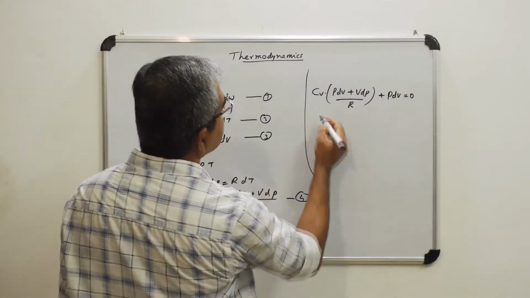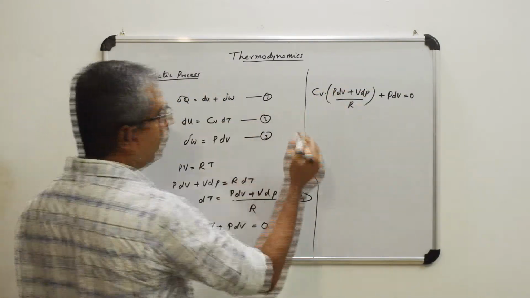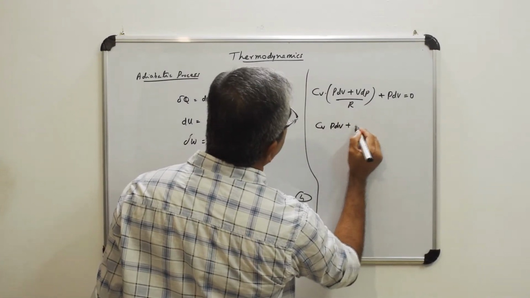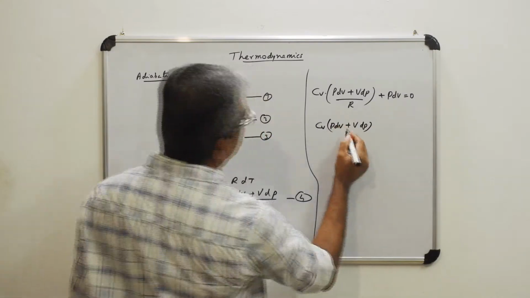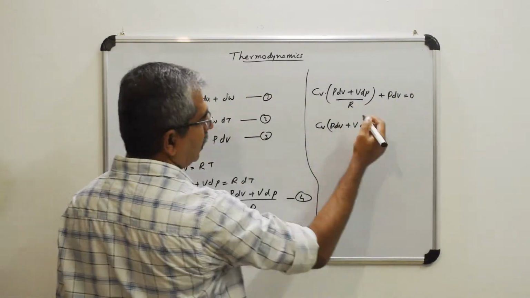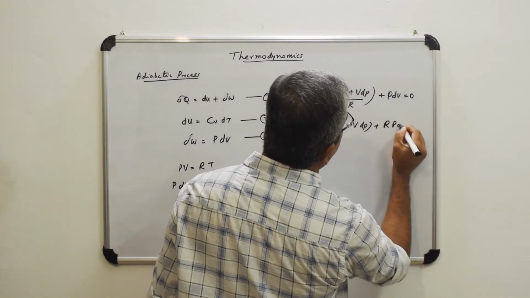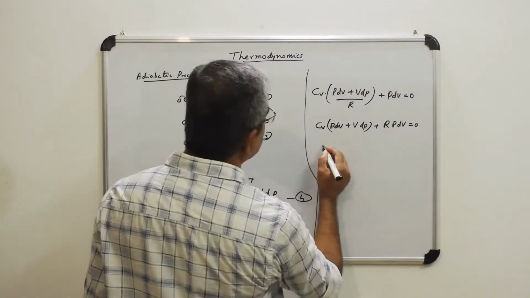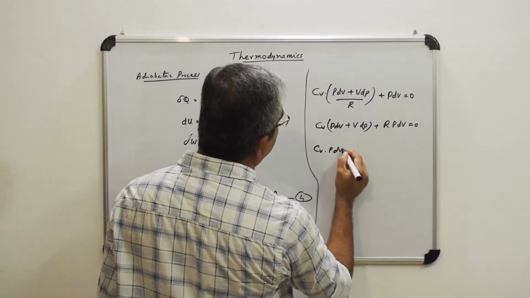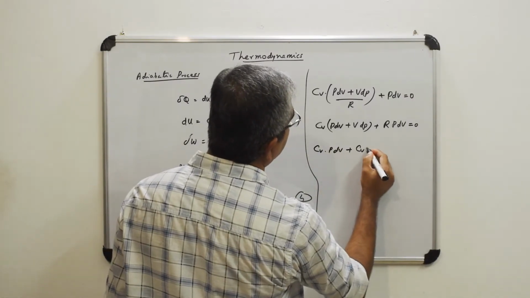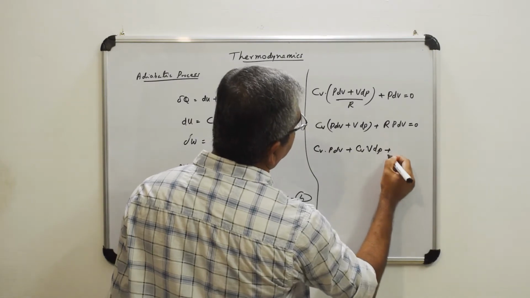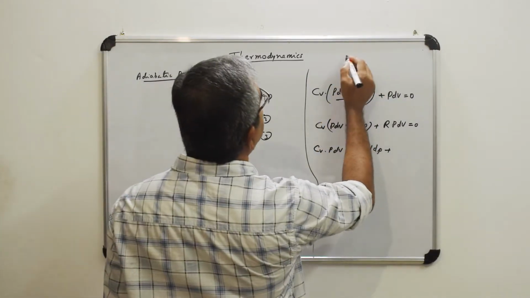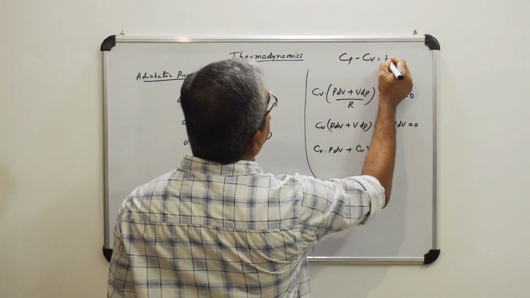Now you multiply all terms by R, so you can write it as Cv into P dV plus V dP, plus multiplying this one with R, you can write it as R P dV is equal to 0. Okay. Expand that one: Cv into P dV plus Cv into V dP plus, what is R? R, you can write, there is an equation Cp minus Cv is equal to R.